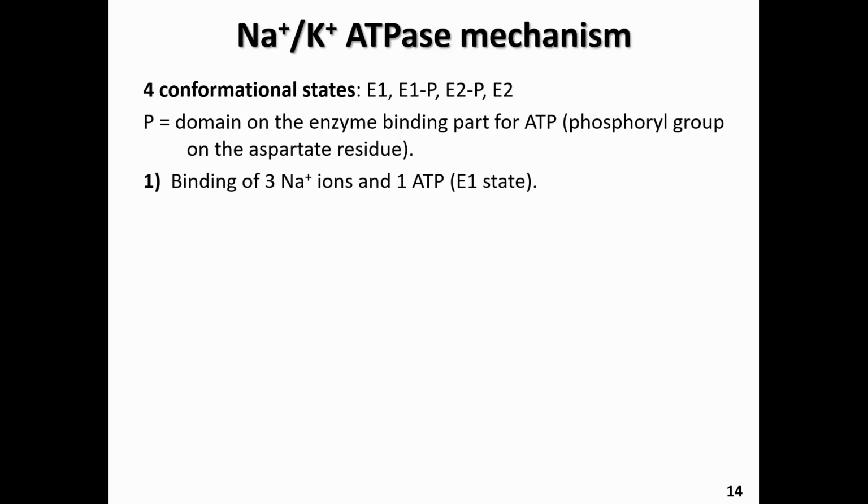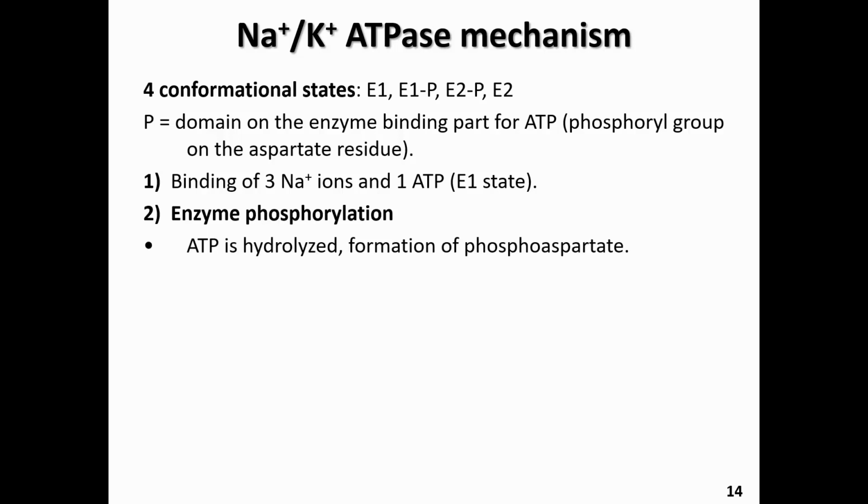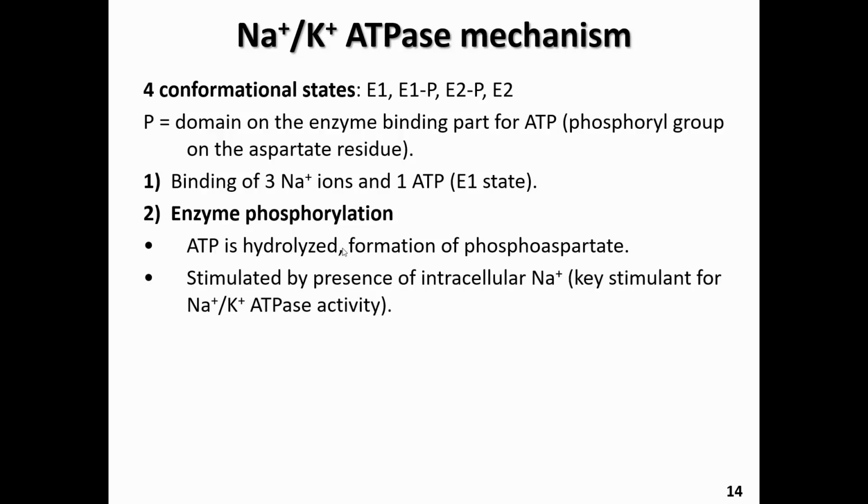In the first state, the E1 state, 3 sodium ions are bound along with one ATP molecule. This takes place inside the cell cytoplasm. And the next step is that the enzyme is phosphorylated. What that refers to is that the enzyme will hydrolyze the bound ATP molecule, and the liberated phosphate group will be attached to the aspartate residue, forming phosphoaspartate.